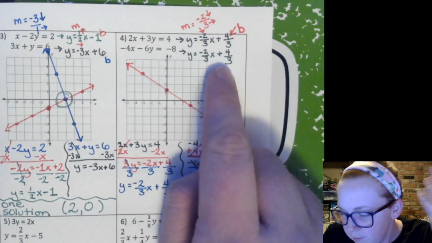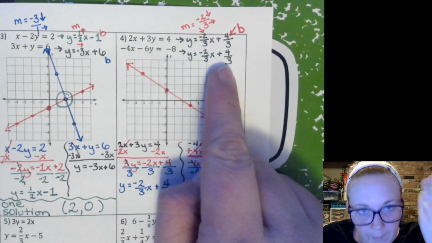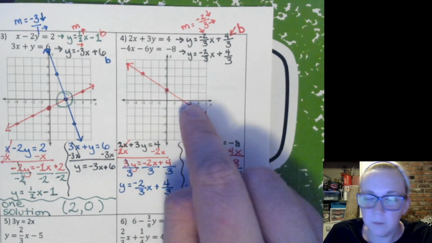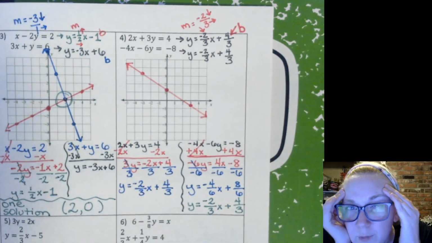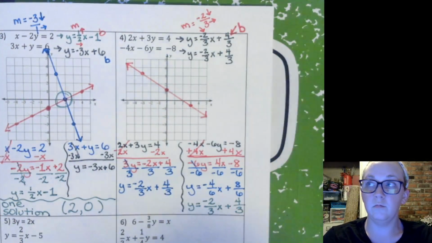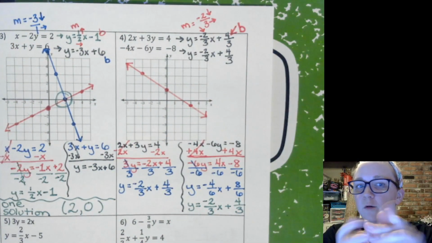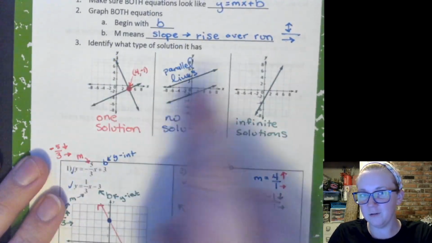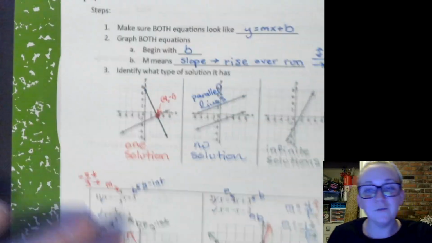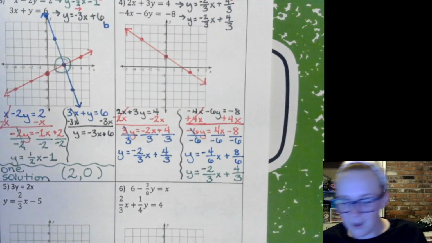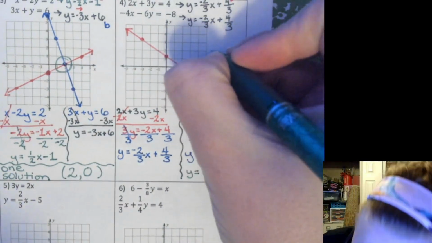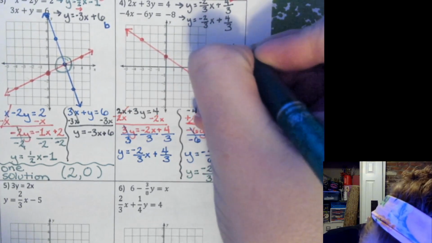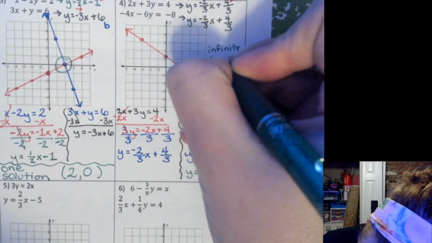Now, if I graph this next one, right? I'm still going to start at 4 thirds, right? I'm still going to go down 2, right 3, right? Will my graph be any different? Hopefully you said no, which means it is which type? Infinite solutions. Yay! You got your first oddball one. This is infinite solutions. Yay.